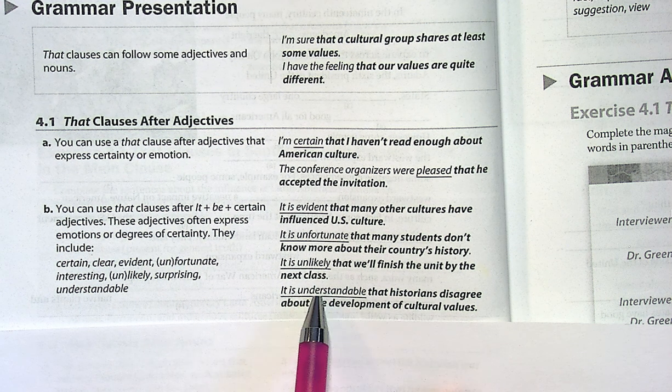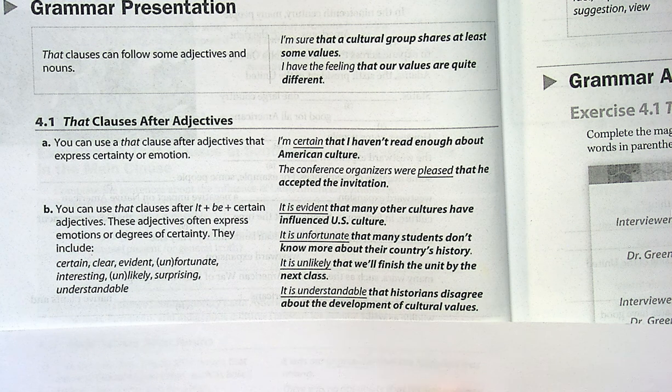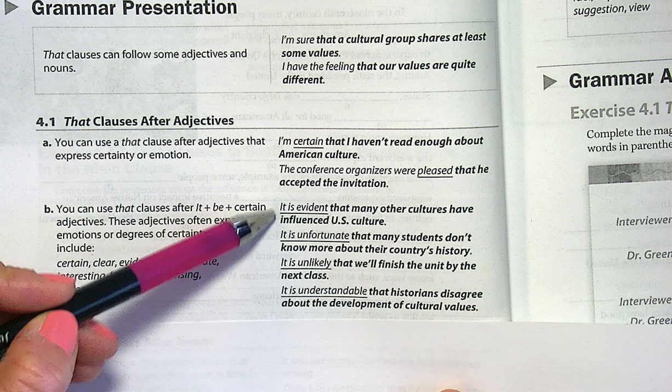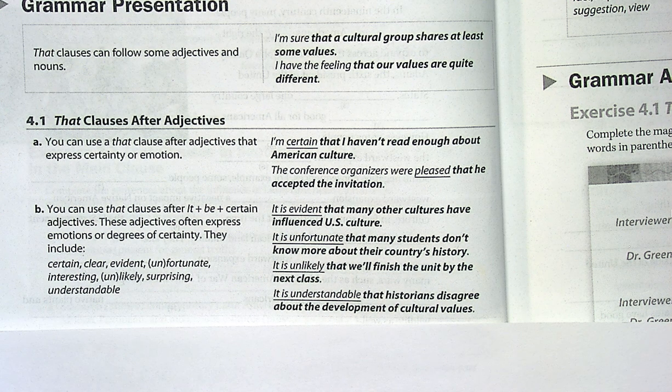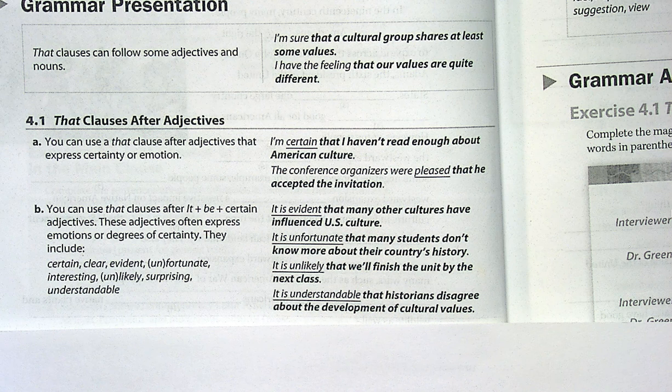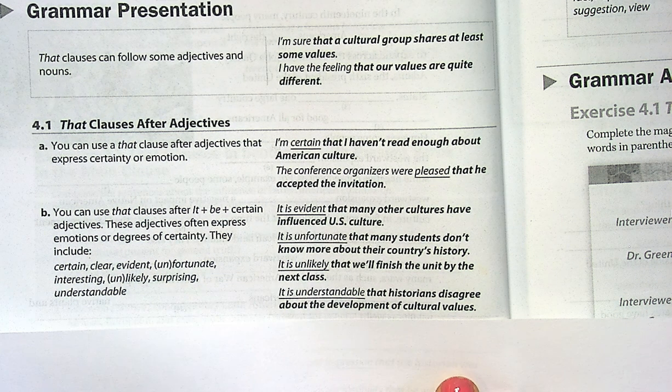It is understandable that historians disagree about the development and values. In this case, this it clause is replacing something that is a personal statement. Instead of saying, I think that, or I am happy that, we can use it is, and then we can use an adjective that kind of gives our feeling in an indirect way, so we don't use a personal pronoun.